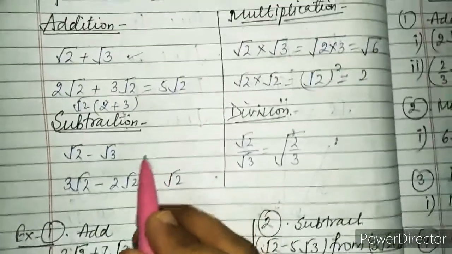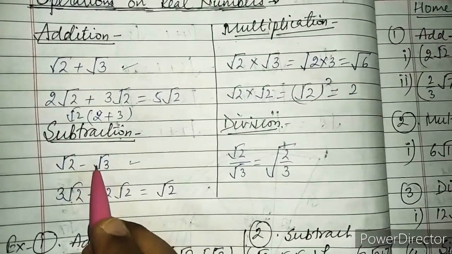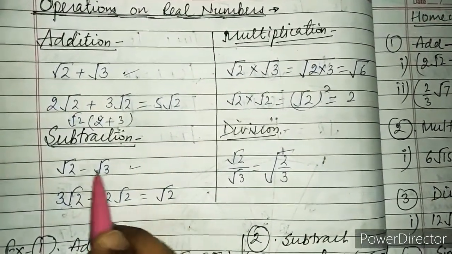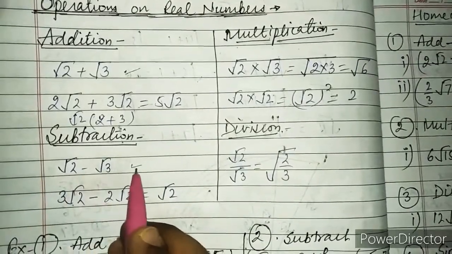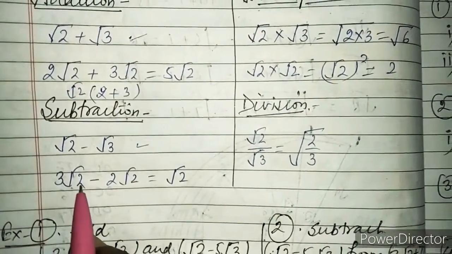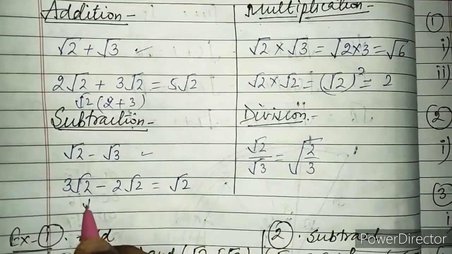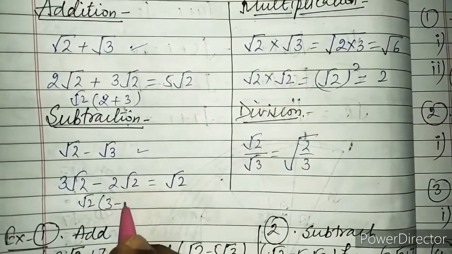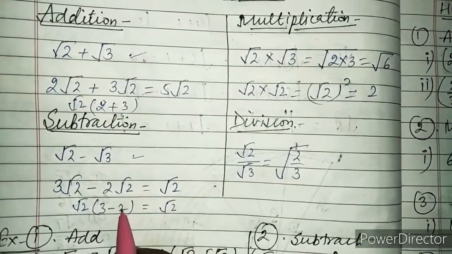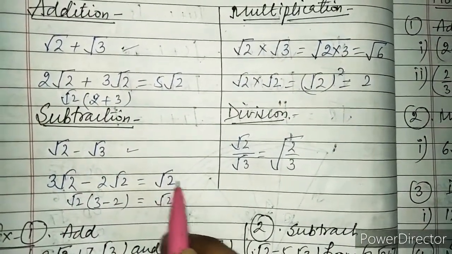Come to the subtraction. See, root 2 minus root 3, this will remain the same, it will not be subtracted. You cannot write 2 minus root 3, it will not happen, right? So root 2 minus root 3 will remain the same. But in the case of like terms, you can see here 3 root 2 minus 2 root 2, right? You can always take root 2 as a common, it will be 3 minus 2 and the answer will be root 2, because 3 minus 2 is 1. So 3 root 2 minus 2 root 2 becomes root 2.